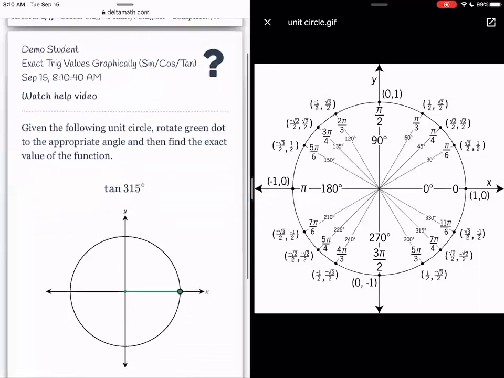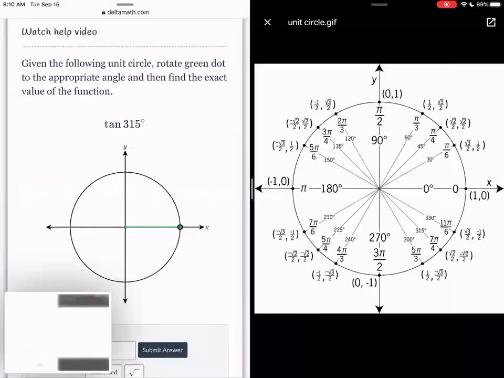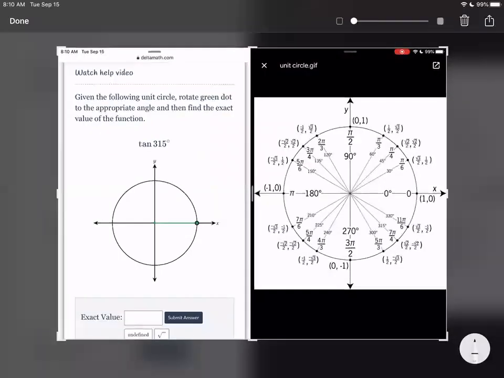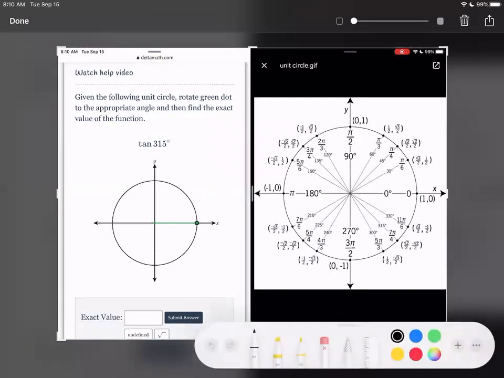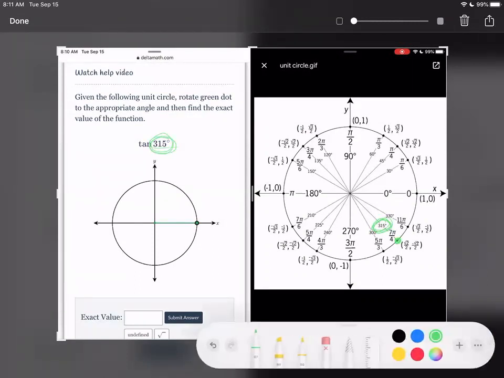So, let me screenshot this. We're going to follow the instructions. Given the following unit circle, rotate green dot to the appropriate angle and then find the exact value of the function. So we have tangent 315. So the angle we are looking for is 315. Now I'm going to go onto the unit circle and I see it right over there. And so I'm going to drag my green dot until it is that spot right there.